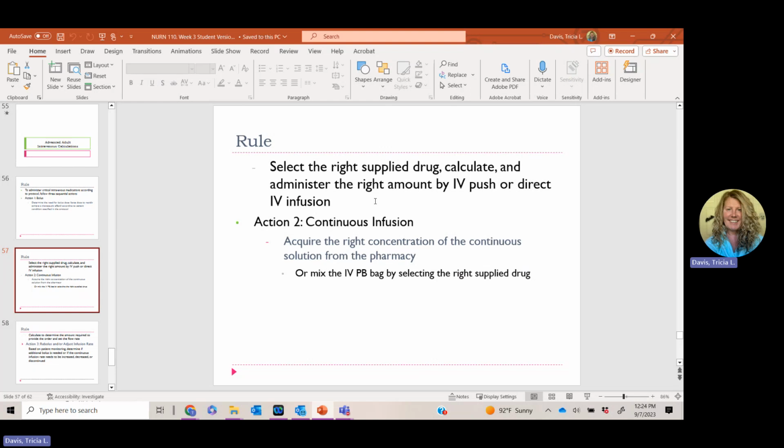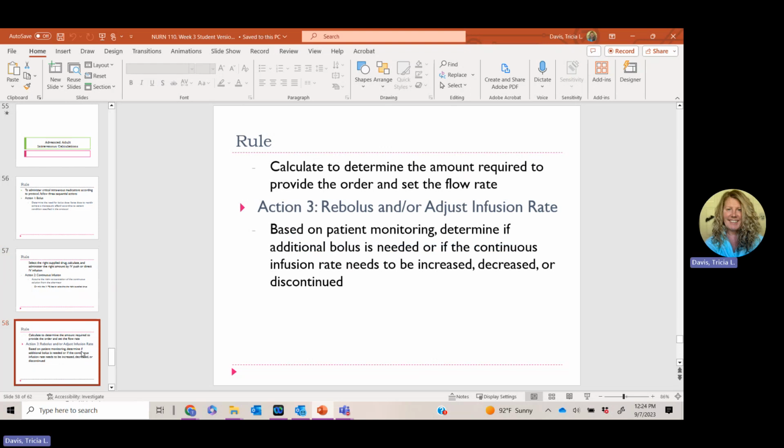Sometimes we can do a continuous infusion. So this is to acquire the right concentration of the continuous solution from the pharmacy. Or you can mix the IV piggyback bag by selecting the right supplied drug. So we can hang a primary fluid at a certain controlled rate, and then we can also select a certain antibiotic to administer at a certain controlled rate via a continuous infusion. And I will bring these IV pumps in and we will talk about that at our next lecture. So the rule is to calculate to determine the amount required to provide the order and set the flow rate.